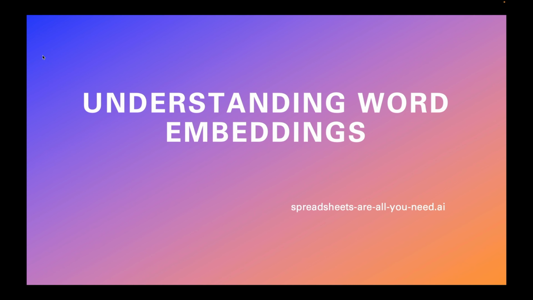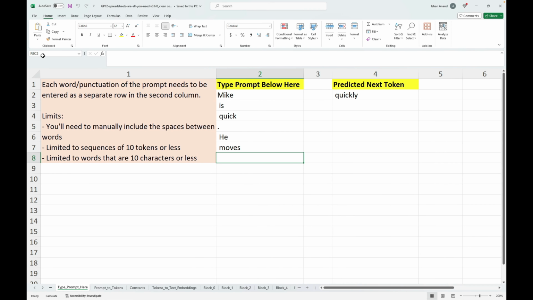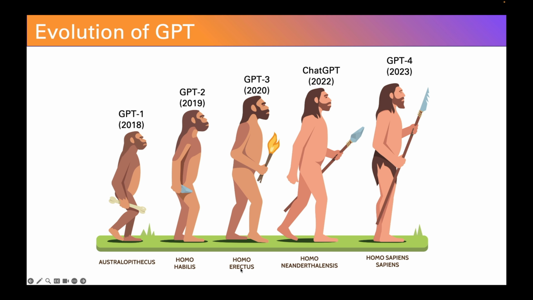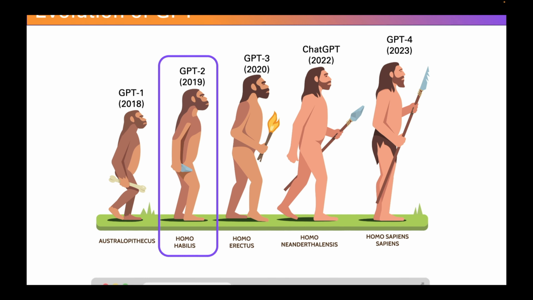understanding word embeddings. Welcome to Spreadsheets Are All You Need, where if you can read a spreadsheet, you can understand modern AI. That's because in this series, we're walking through a spreadsheet that implements a full large language model. And not just any large language model, but GPT-2, a model that was state-of-the-art just a few years ago and an early precursor to ChatGPT.